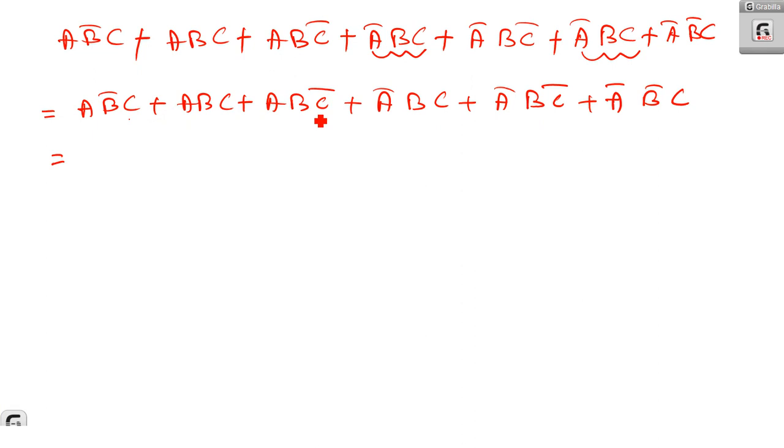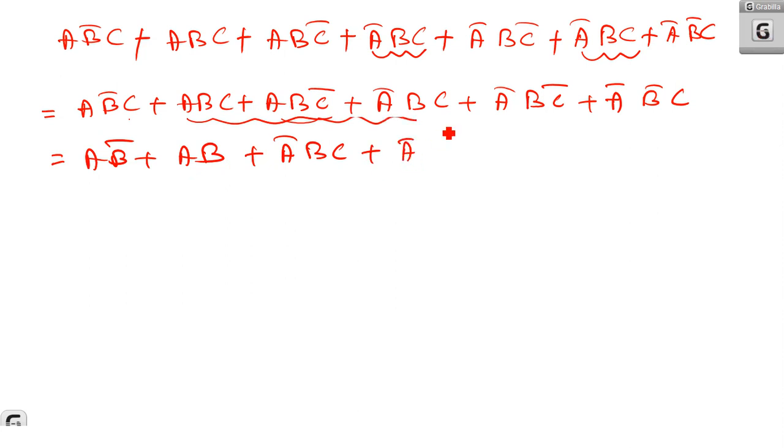Yeah, so from these two terms I can take AB as common. So AB into C or C bar, and C or C bar is 1. So we'll get AB, right? So ABC or ABC bar is AB itself, or A bar BC, or A bar BC bar, or A bar B bar C.